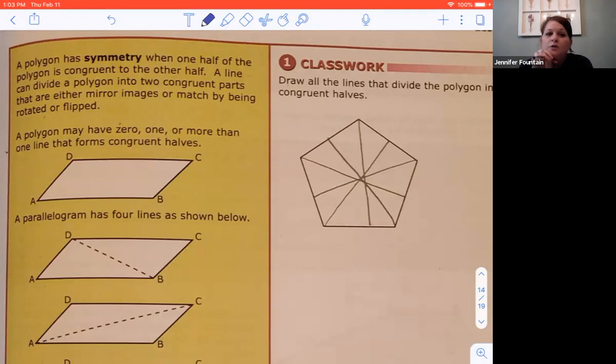Okay, so one of the other things that we can think about is like a mirror image, like when we look in the mirror and what we have reflected back. So basically, when a polygon, when a shape has symmetry, there's usually going to be a line that makes half of the polygon congruent to the other half.